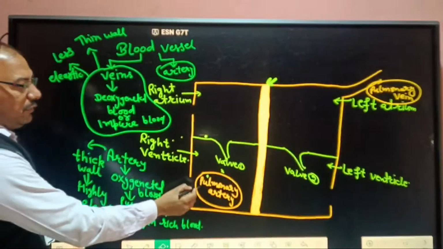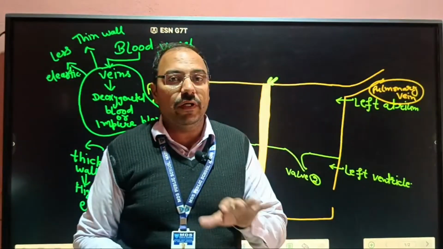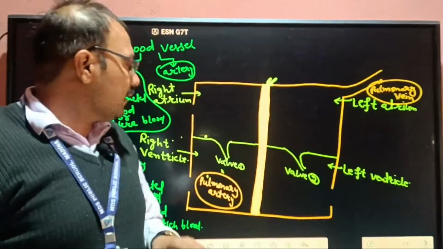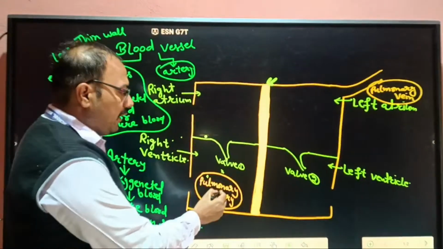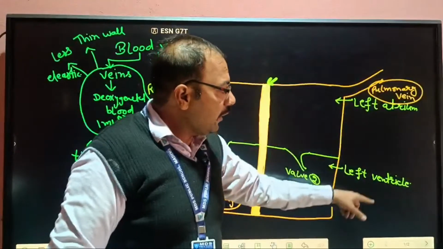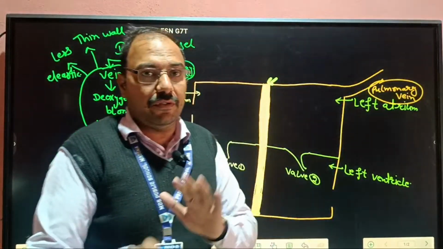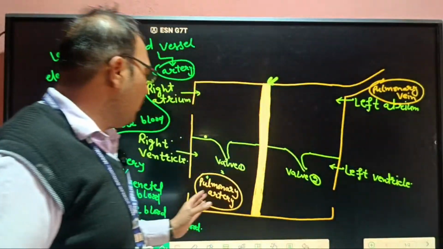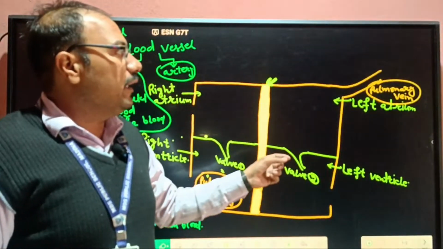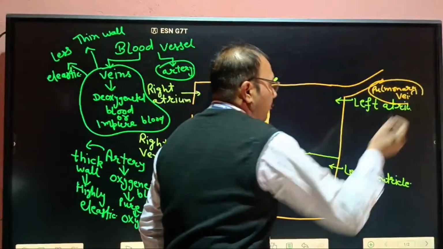So I already mentioned the pulmonary arteries and pulmonary veins. Here is the exception. In arteries, which type of blood flows? Oxygen-rich blood. But the exception is the pulmonary artery. In pulmonary arteries, deoxygenated blood flows. And in veins, what flows? Oxygenated blood flows, except in the pulmonary vein. So there are two exceptions, the pulmonary vein and the pulmonary artery. Otherwise arteries contain oxygen-rich blood and veins contain deoxygenated blood, that is impure blood, except these two.